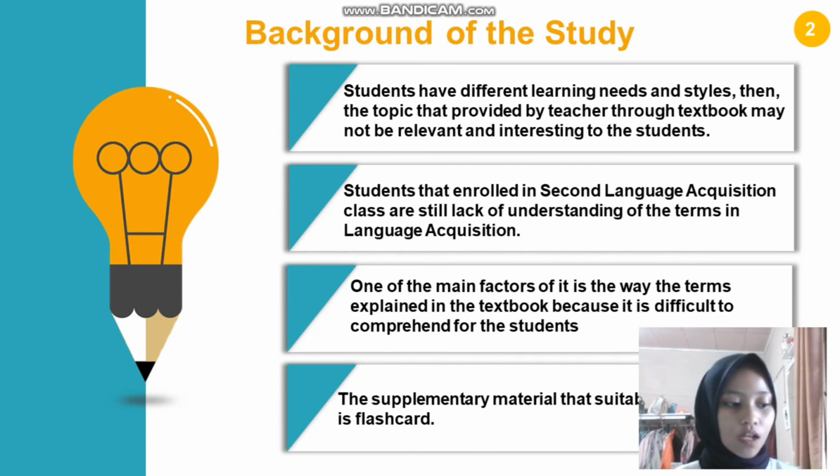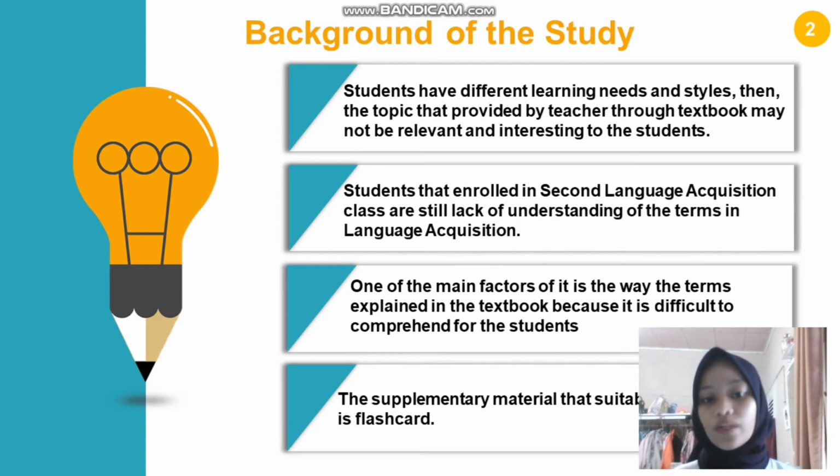As we know, second language acquisition is a compulsory subject for semester 4 in the English Education Department at Jambi University. In learning second language acquisition, there are a lot of terms that, as candidates of teachers, they need to understand. However, according to unpublished preliminary research data by Mardiah and Anastasia, the students that enroll in the second language acquisition class still lack understanding of the terms in second language acquisition. One of the main factors is the way the textbook explains, because it is difficult to comprehend for students who are commonly interested in visual imagery, ease of comprehension, and also surprising information. Mardiah and Anastasia also point out that students need material that has brief explanations, words that are easy to understand, and a design that should be interesting and eye-catching.